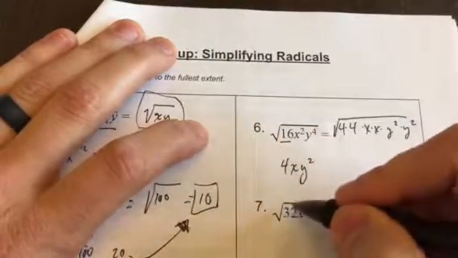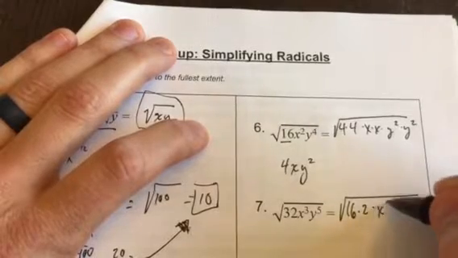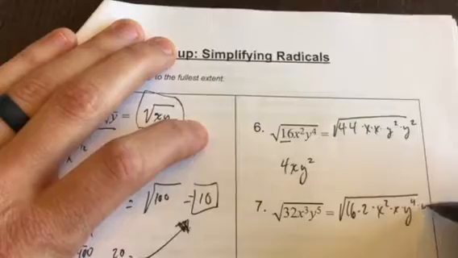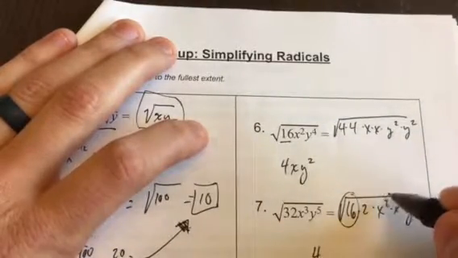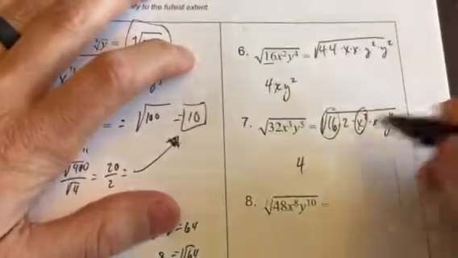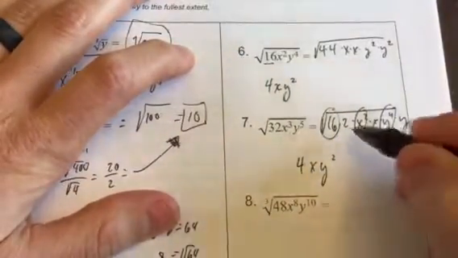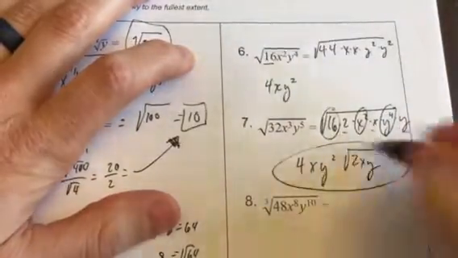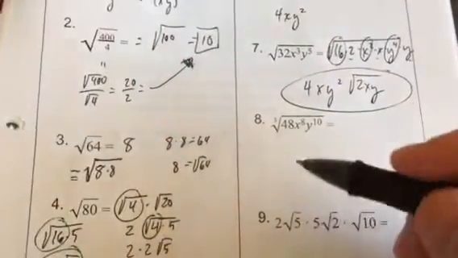We're going to take that into consideration here with 32 and use 16 and 2, x squared and x, y to the 4th and y. We're going to take the square root of the 16 and get 4, the square root of the x squared and get x, the square root of the y to the 4th and get y squared. Now what do we leave inside? The 2xy.